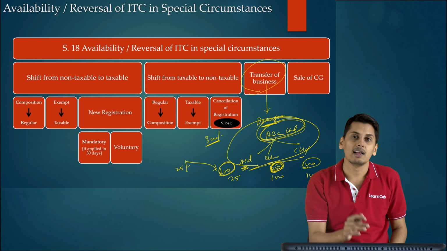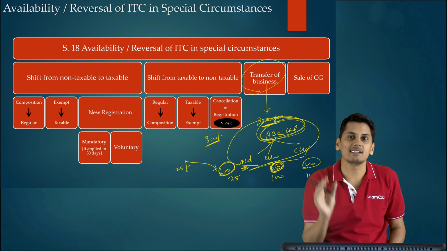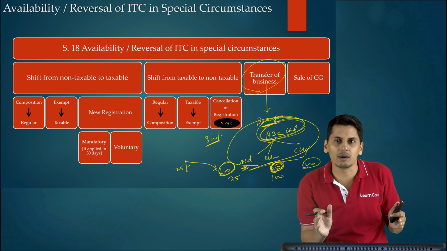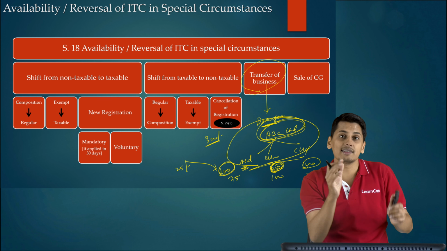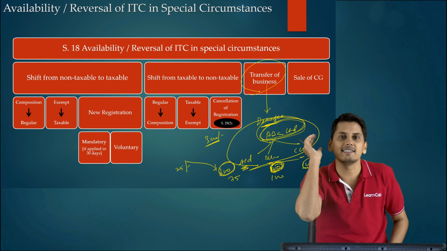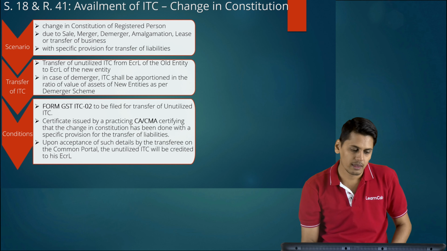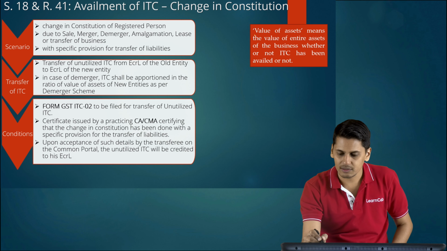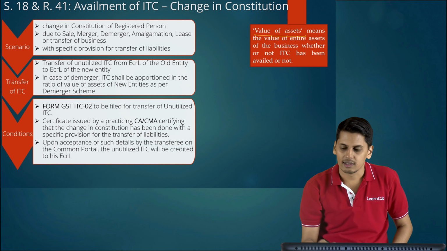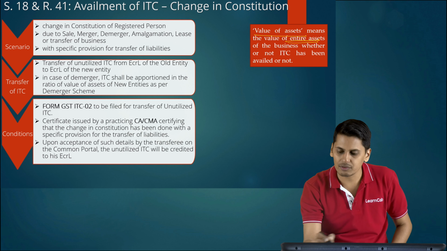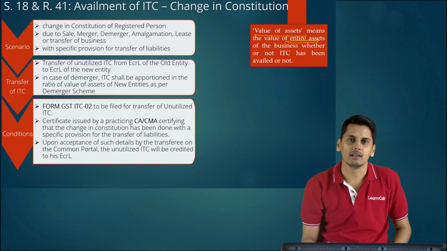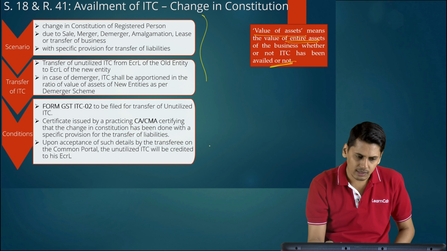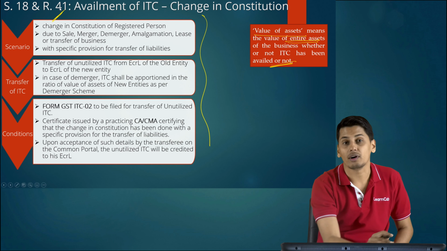So the question is, when you are going to apportion this in the asset ratio, the asset which we are speaking about, is it the asset according to the accounting parlance, or is it only those assets on which ITC was availed? So friends, here you have a clarification. The value of assets means the value of entire assets of the business whether or not input tax credit has been availed. This is what has been introduced in rule number 41.